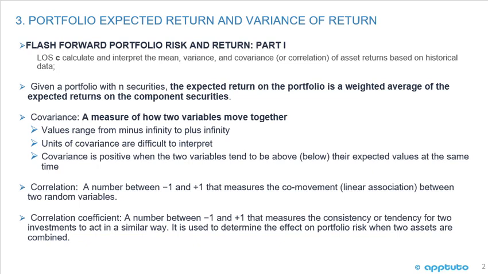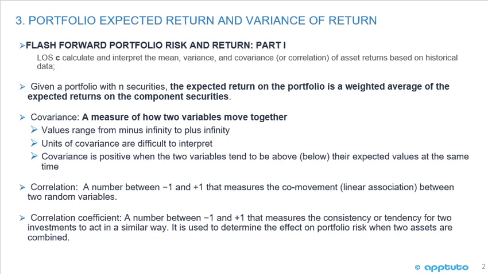There's an LOS there, calculate and interpret the mean, variance, and covariance or correlation of asset returns based on historical data. So given a portfolio with N securities, the expected return on the portfolio is the weighted average of the expected returns on the component securities.